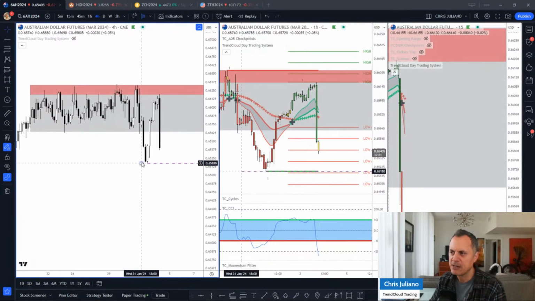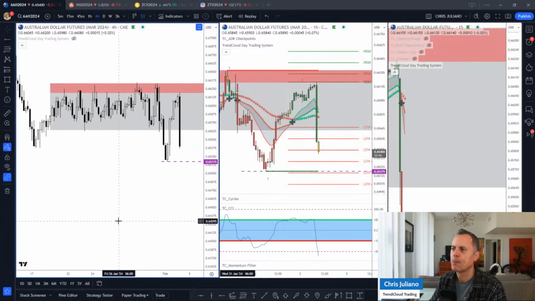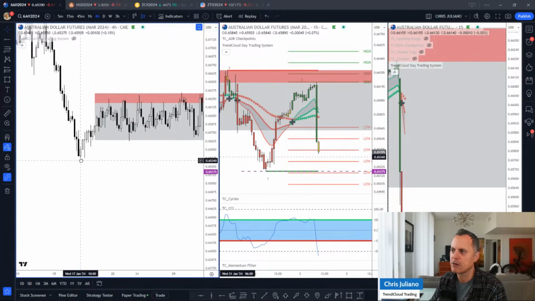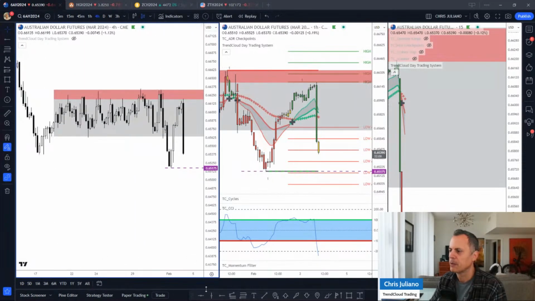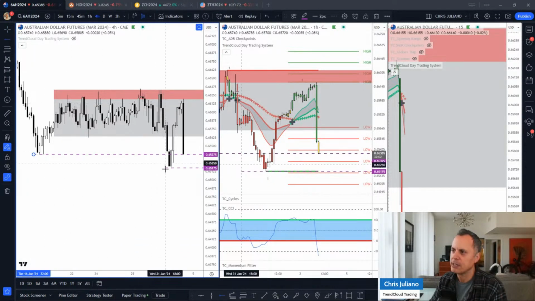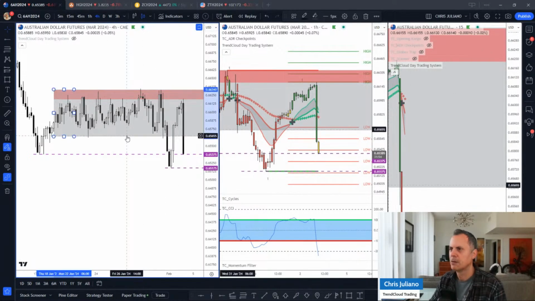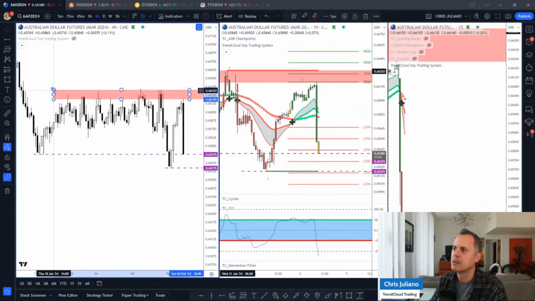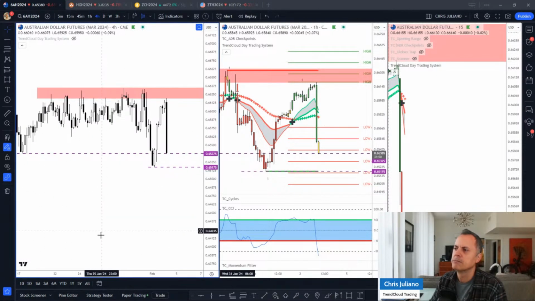How many people are here taking a chance to go long? Wouldn't make sense to do that, right? We broke through all of this structure here. This is a deep pullback into a supply zone. That's what we need to wait for.